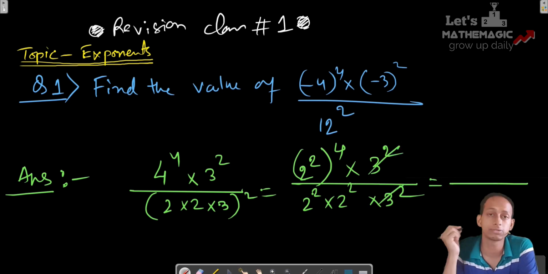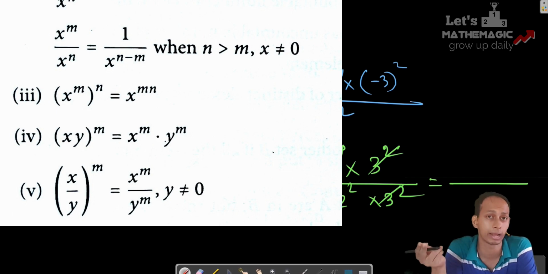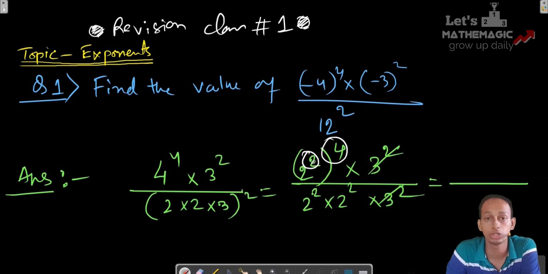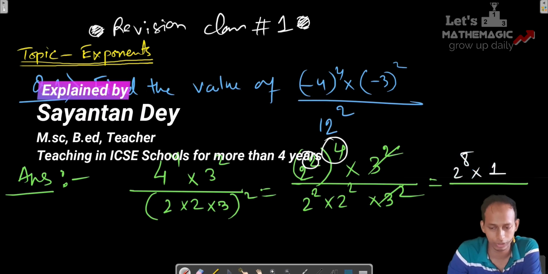Next one, formula number Roman 3: when something is in the power and then another power is on it, there are 2 exponents, one inside the bracket and one outside the bracket. What we will do is take the product of the exponents. Like here we can see this 2 and this 4. Let me show you. The 2 is inside the bracket, the 4 is outside the bracket, so it would be the product. So we get 2 to the power 8, and then 3 square is not there, so it's 1. Basically we need not write anything, let it be.